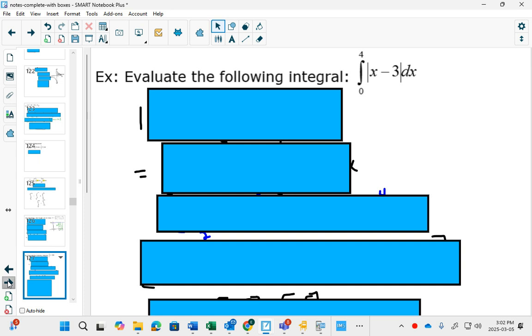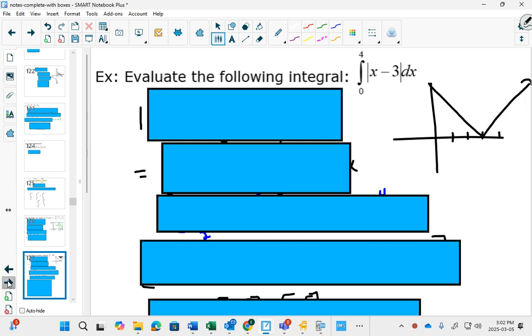Okay. Visually, can you picture it? X minus 3 is your absolute value graph moved 3 units over. There it is. We are trying to find the area from 0 to 4. Oops, I'm looking at this and I think I could do this without calculus. They look like triangles to me. Pretty simple.